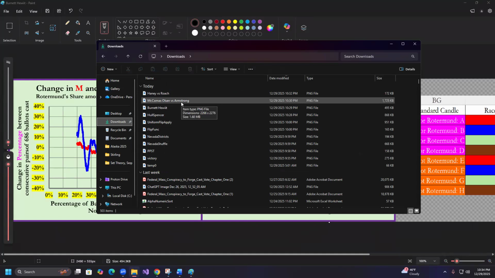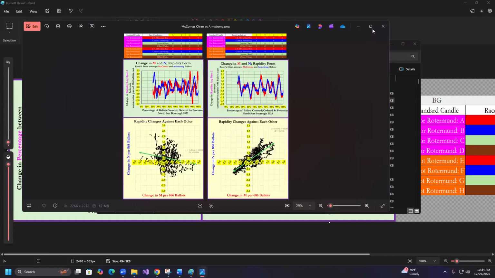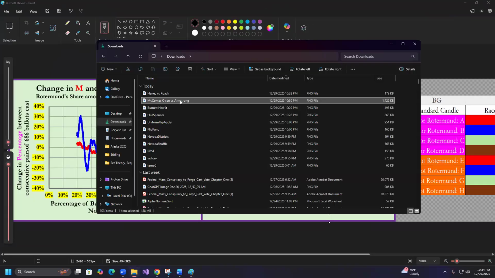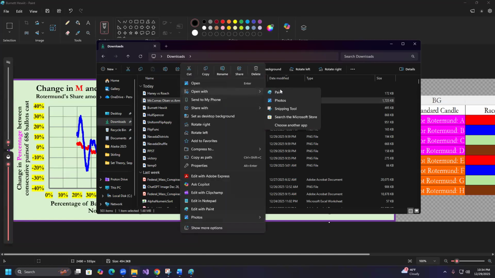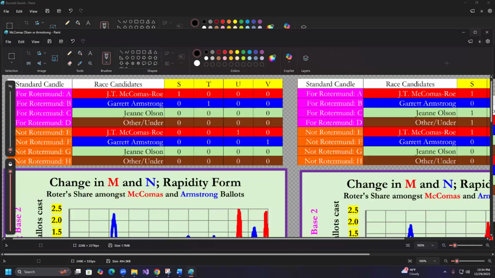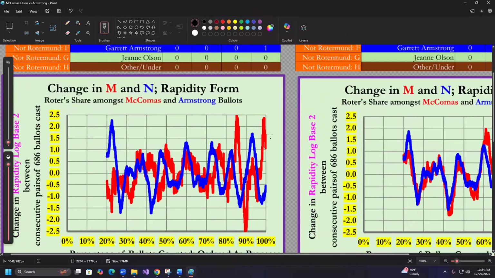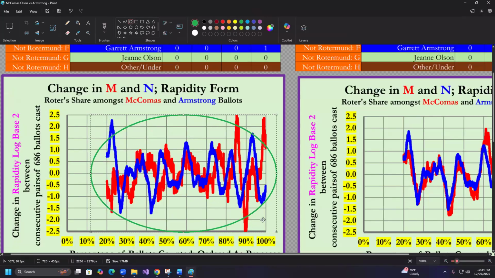First of all, let's see if this holds for McComas versus Armstrong. And the answer is it doesn't. If we split this into McComas versus Armstrong voters, do we get lockstep parallel motion? The answer is no. Does everybody see how that went away? Okay, so this is McComas versus Armstrong, and they were asking how do they vote on Roterman or Wright? The lockstep parallel motion vanishes.